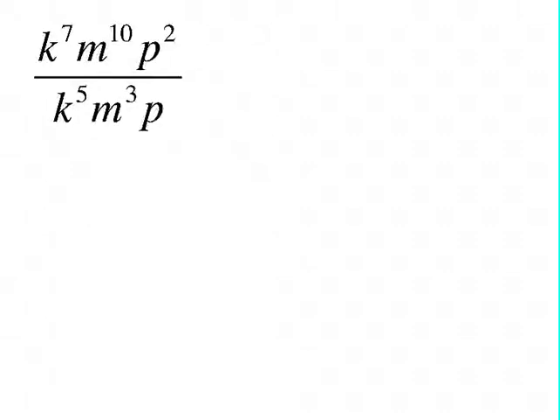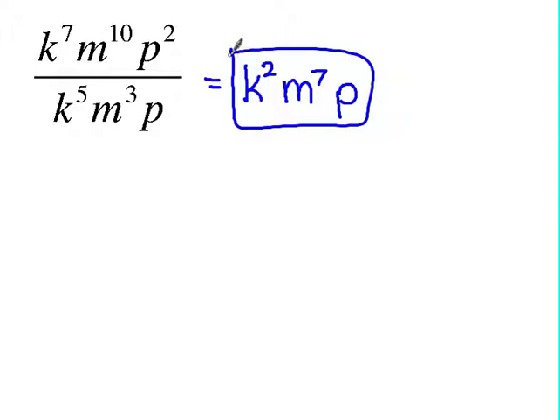Let's look at another one. This one's got multiple ones. Okay, that table back there, you're responsible for this one. What am I going to get? Okay, or just p. I could write p or p to the first. Same thing. Good job. There you go. So all we did is subtract the 7 and the 5, the 10 and the 3, and then the 2 and the 1.